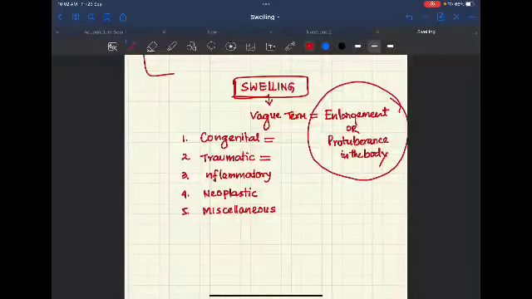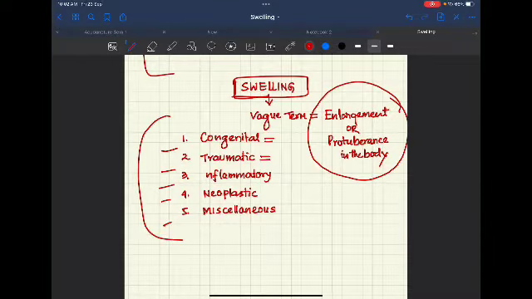It can be congenital, it can be traumatic, inflammatory, neoplastic, or miscellaneous. Remember, unless and until we take a proper history, we will be unable to diagnose this condition. So, to diagnose or to come to a conclusion, we need to take a proper history.